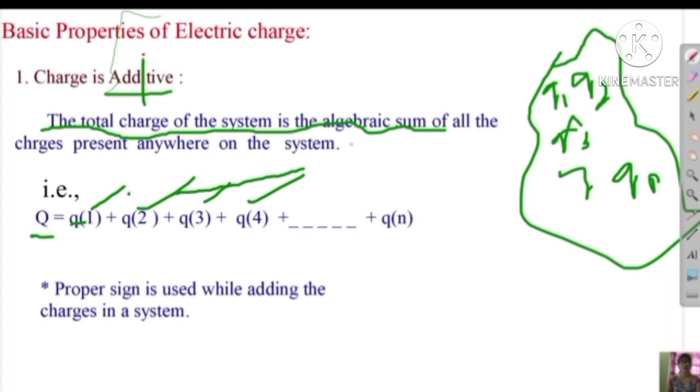Only by remembering the formula also you can define the statement: Q, the capital charge, is equal to the summation symbol, which gives you the meaning of the sum over the number of charges. So the total charge of the system is the algebraic sum of all the charges present anywhere on the system. In all corners of the system, whatever the amount of charges present will be added. But one thing you have to remember: when you are adding, you should use a proper sign, as there are two different charges. Positive charge is denoted by plus and negative charge is denoted by minus. Is it clear? So when you are adding, you should use a proper symbol.